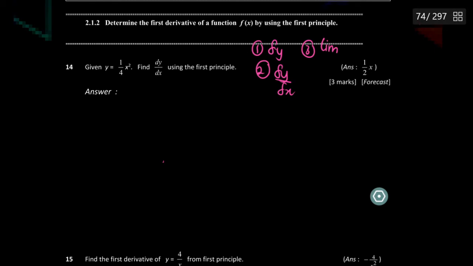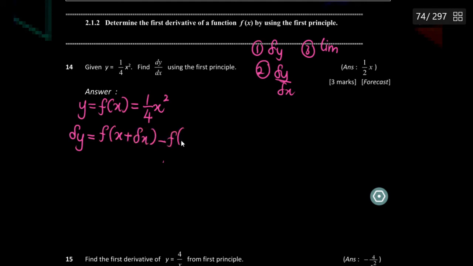Okay, let's start off. This is given as y, right? So teacher is going to change my y as f(x). So I'm going to write f(x) equals 1 over 4 x squared. Then put into the formula delta y. Delta y is f(x plus delta x) minus f(x). This one, please refer to your textbook. It's already in the textbook there.